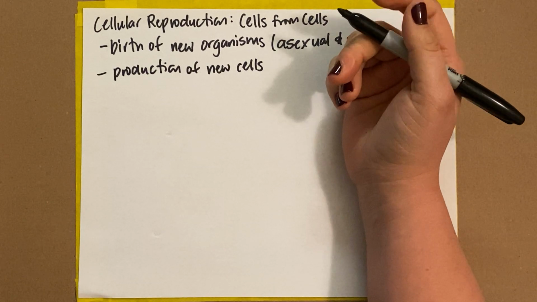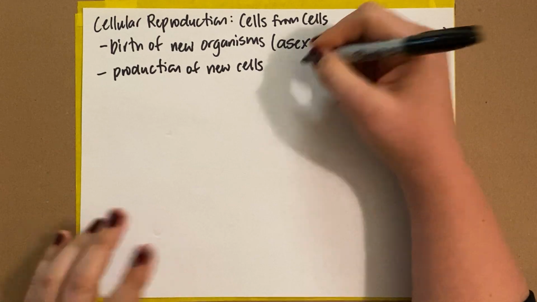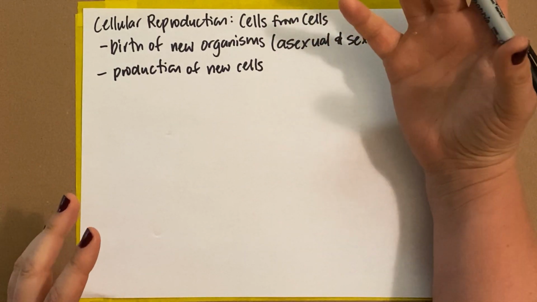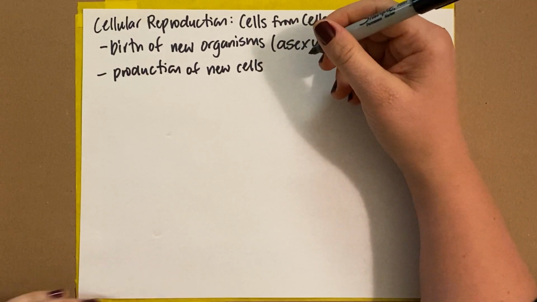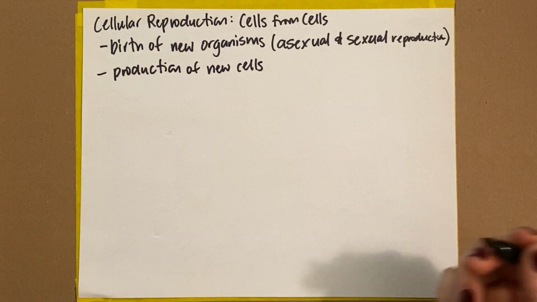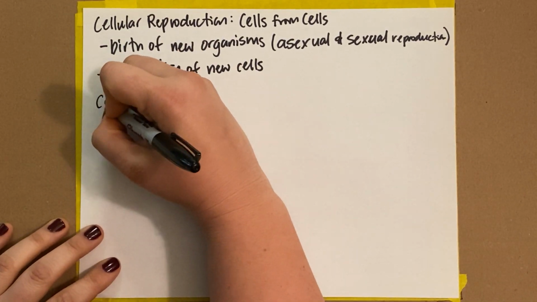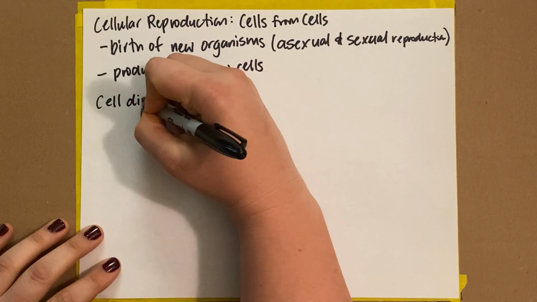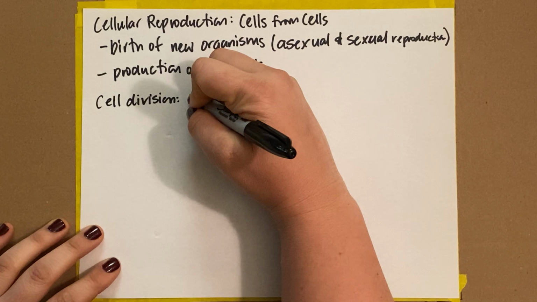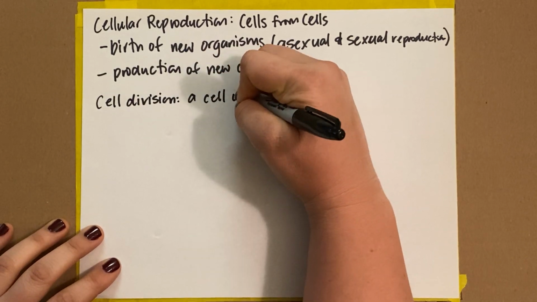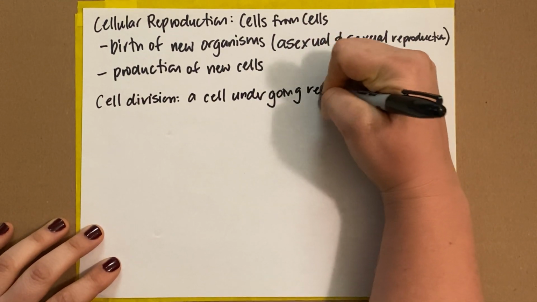We start off as a single-celled organism that is the fusion of egg and sperm, and we ultimately develop into an organism made of trillions of cells. Now this process is going to have to do with cell division. And so this is basically a cell undergoing reproduction.